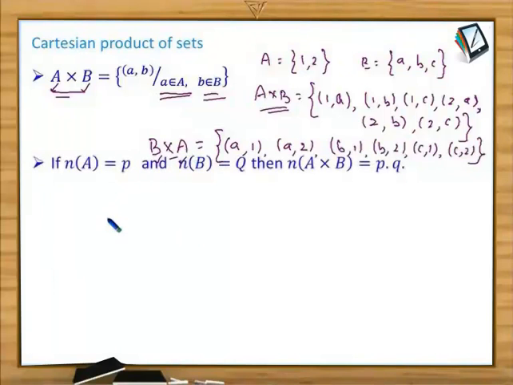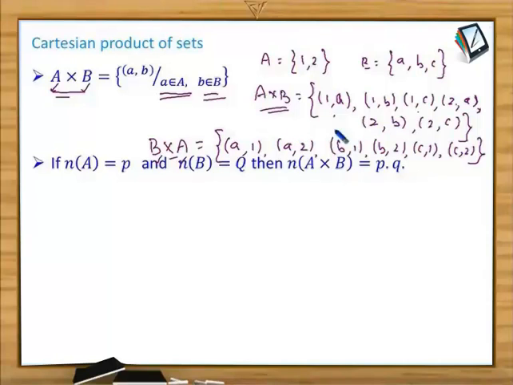Let us see the Cartesian product's one more property. If my first set A has p elements and the second set B has q elements, then the number of elements in A cross B will be p into q. As you see here, A has 2 elements and B has 3 elements, then my A cross B has 1, 2, 3, 4, 5, 6 elements in it.